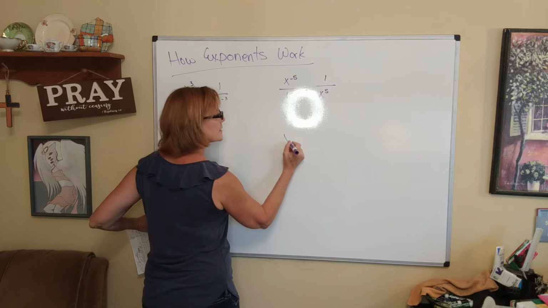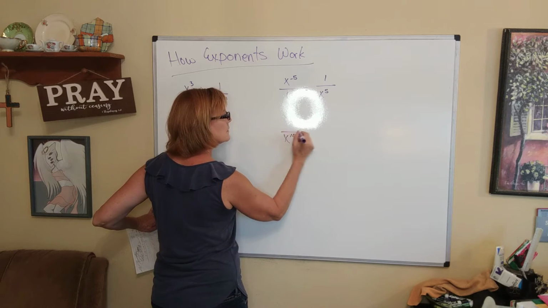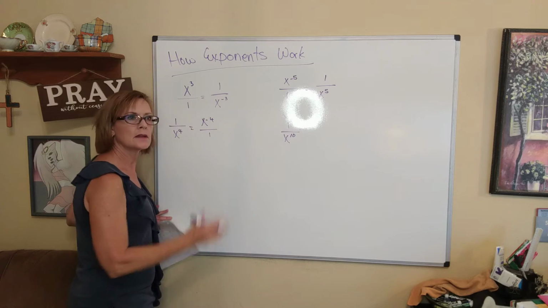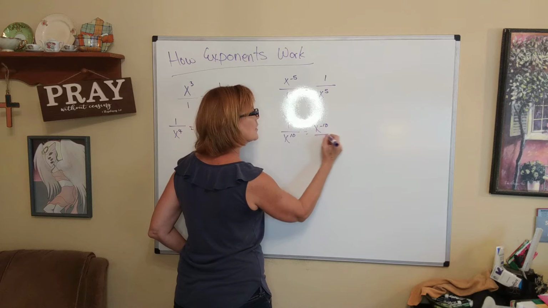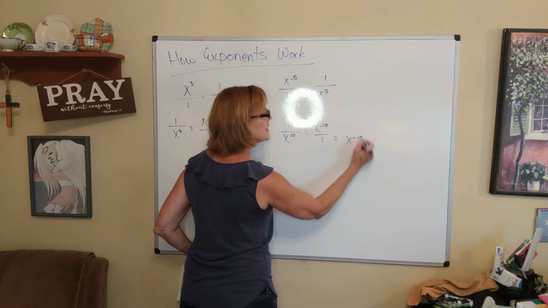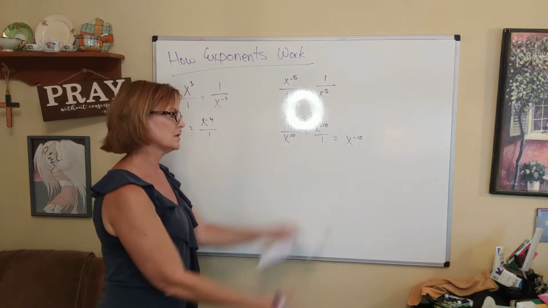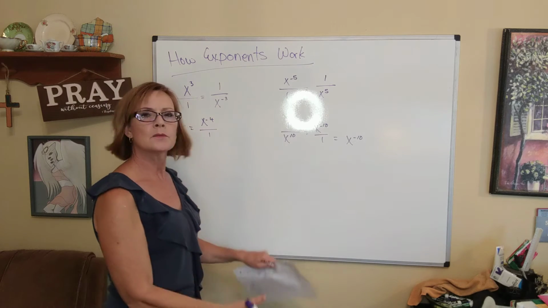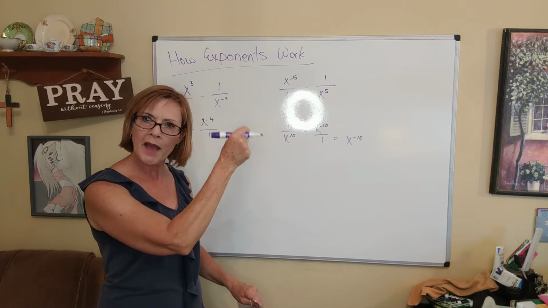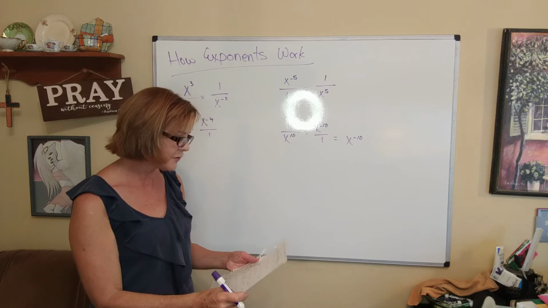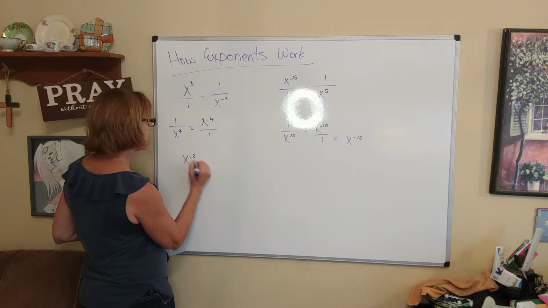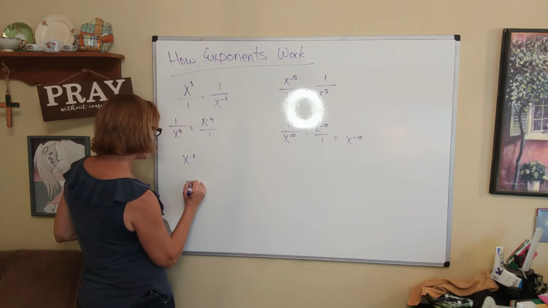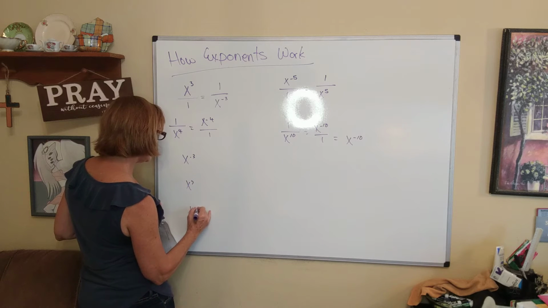What if I've got 1 over x to the 10? Cross the fraction bar. This becomes x to the negative 10 over 1, or simply x to the negative 10. So you can cross the fraction bar, but what it will affect is the power. It will change the sign of the power. So for instance, if I've got these, x to the negative 3, or x to the 7, or x to the negative 20.